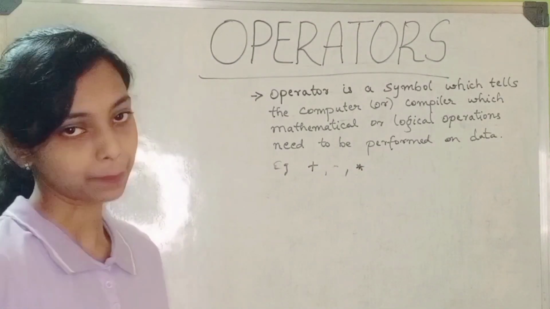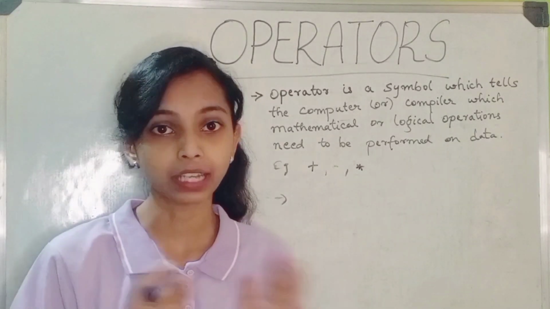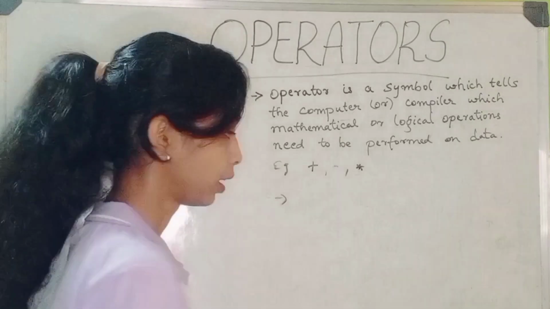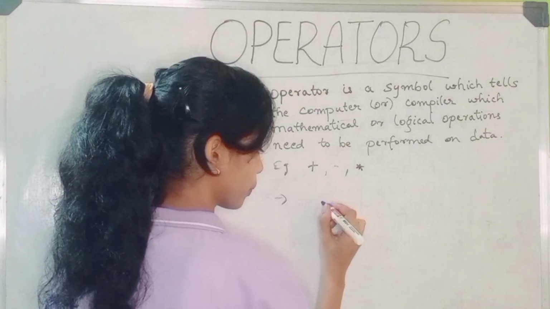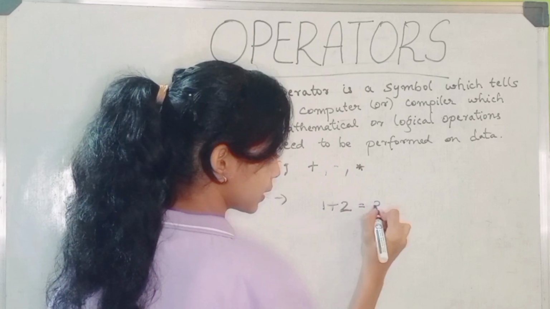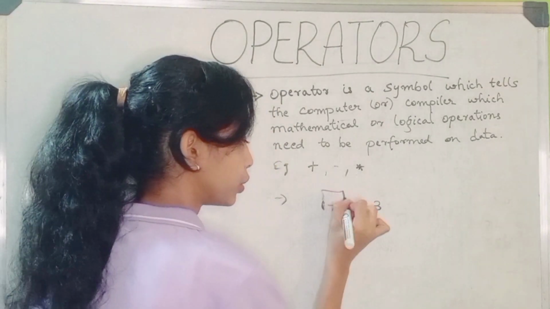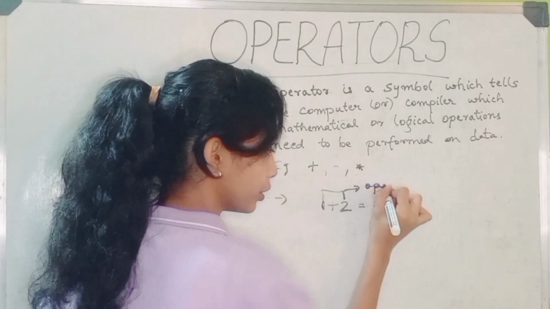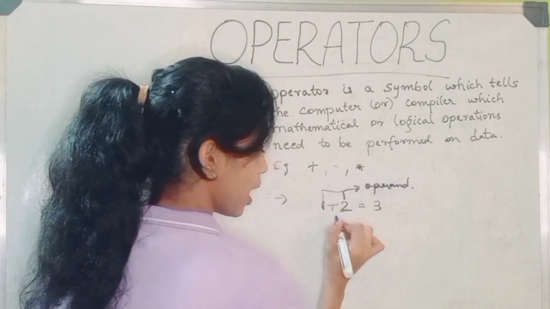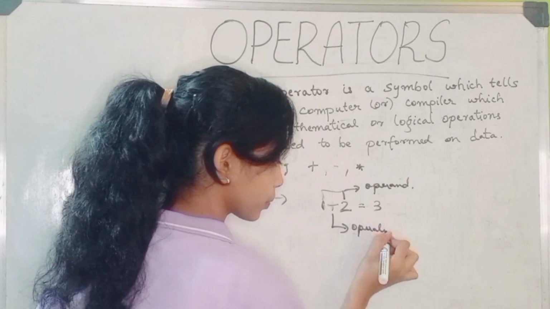Let me give you a small example on it. For example, if you want to perform an addition operation in a program like 1 plus 2, it gives you the result as 3. So here we can call this 1 and 2 as operands and plus is an operator.